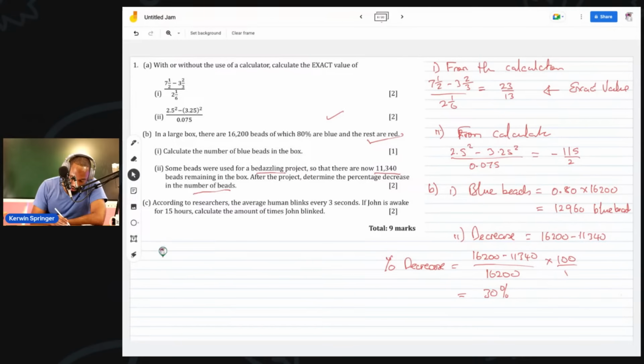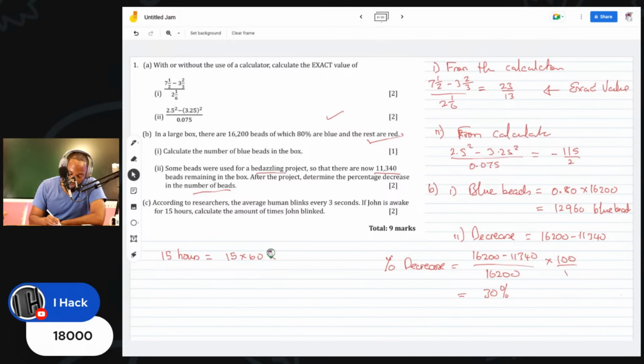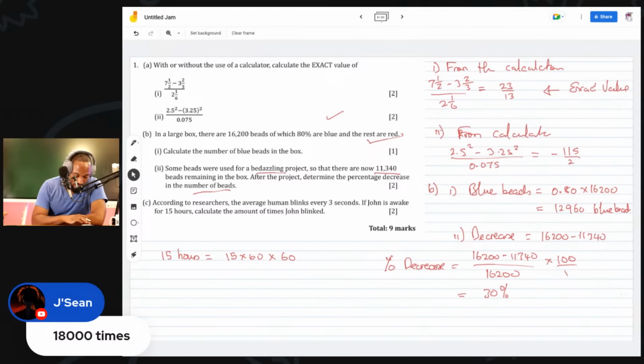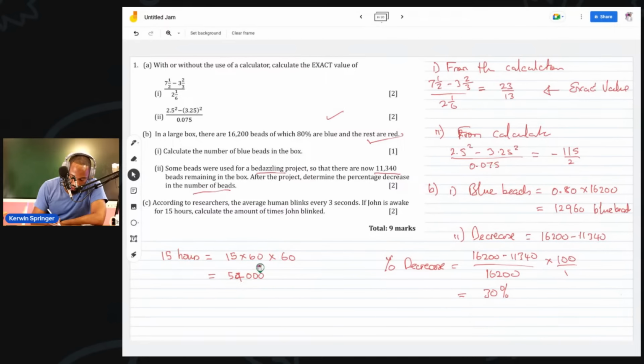All right. So if John is awake 15 hours, we just need to find out how many seconds are in 15 hours. In 1 hour, there's 60 minutes, so it's 15 times 60. We're in minutes now. And in 1 minute, there are 60 seconds, so it's 60 times 60, 3600. And when we multiply that, we get 54000 seconds.